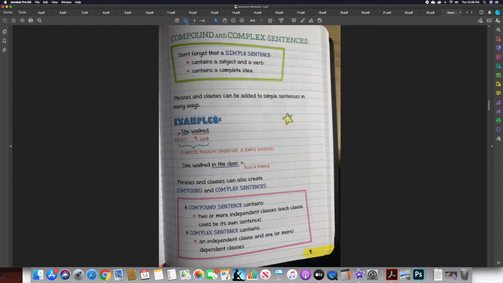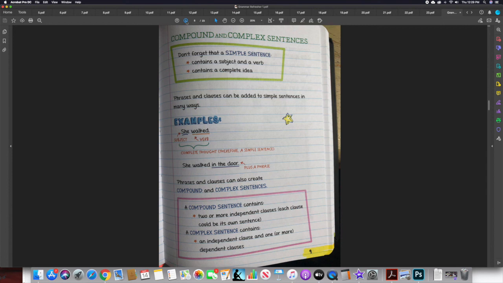Compound and complex sentences. Y'all, this is basic stuff that you should have already learned, but I know a lot of you haven't. So the reason why I keep saying this is because some of you are going to probably be watching this and saying, I cannot believe he's going over this basic stuff. That's fine. If you already know it, more power to you. But I know a lot of the students here haven't. That's why I'm going over this simple stuff.